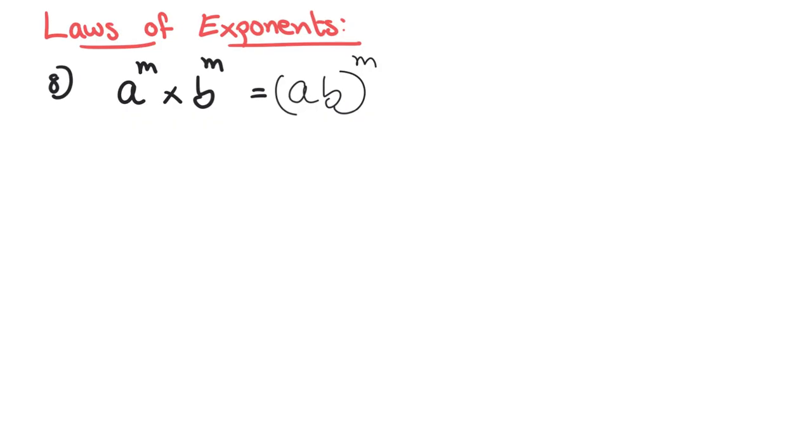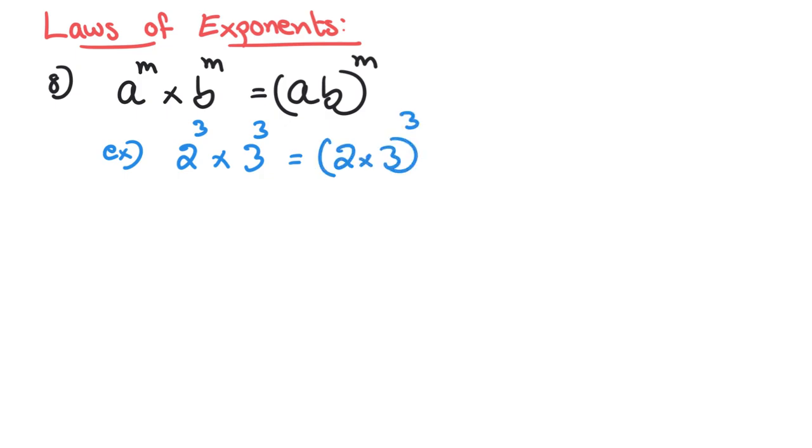Let us look at some examples now. Apply this law. 2 to the power 3 times 3 to the power 3. What will it be? Because the bases are different but the powers are same, can I write it as 2 times 3, the whole thing to the power 3? Yes, 2 times 3 is 6. 6 to the power 3. Get it? We must be able to apply the law in the reverse order also.